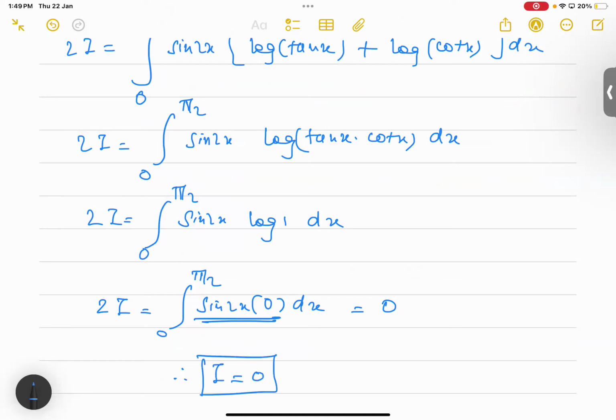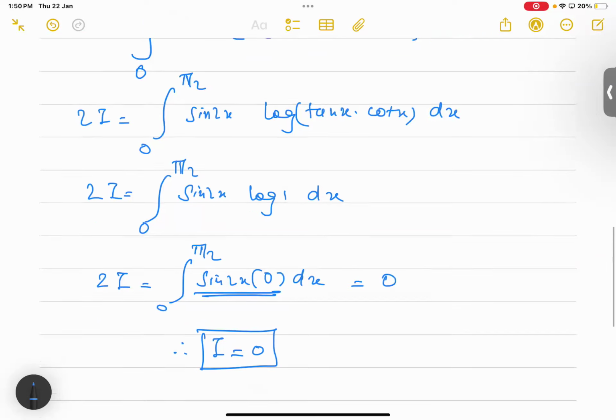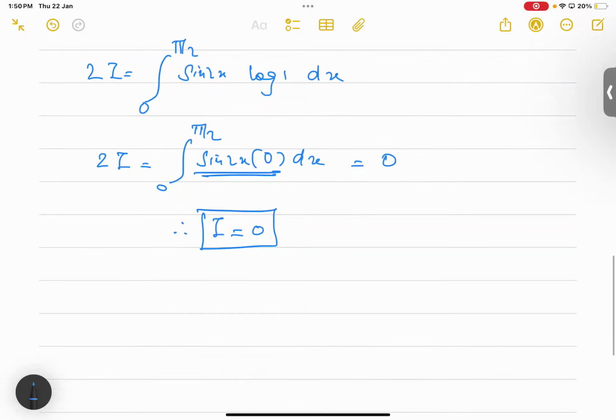Clear? Yes or no? Yes. Then the next problem. Any doubts in this? It was simple 0 to a property. Okay. Next question.